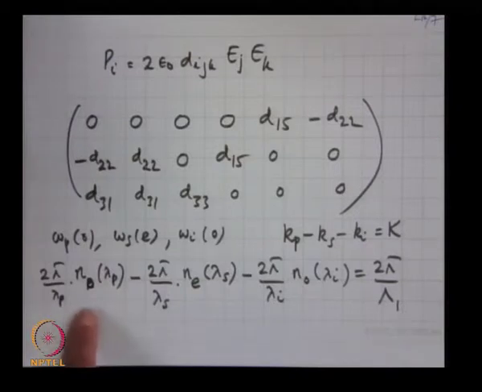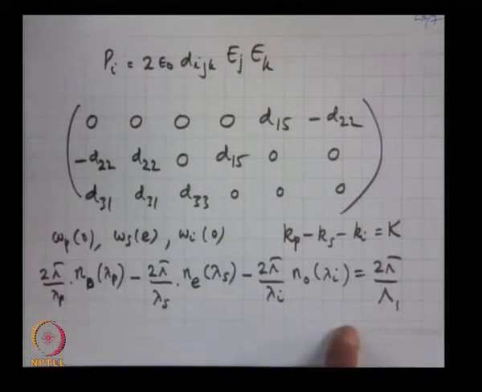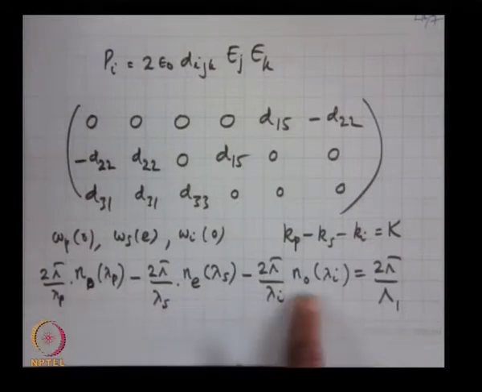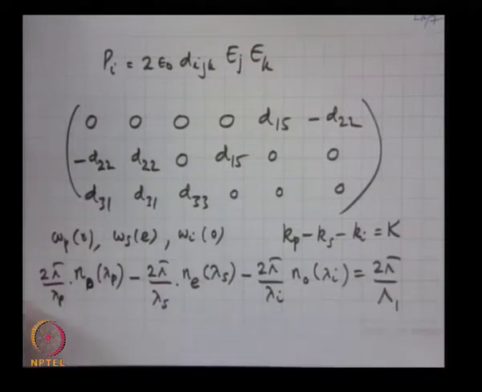But at the same time, we can see that if I launch an ordinary pump light and an extraordinary signal light, the extraordinary signal can be amplified by the same process. Similarly, if I launch at lambda I wavelength an ordinary wave and a lambda P wavelength ordinary wave, the lambda I will get amplified and lambda S will get generated in the process. The polarization states of the output are automatically defined by the phase matching condition and the non-zero element of the D-tensor.